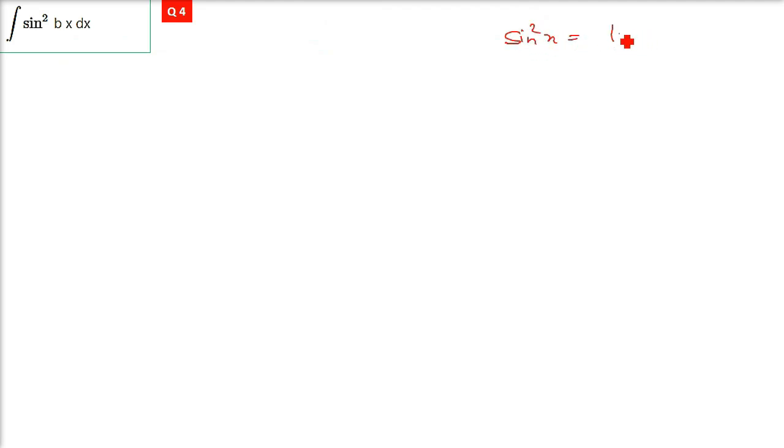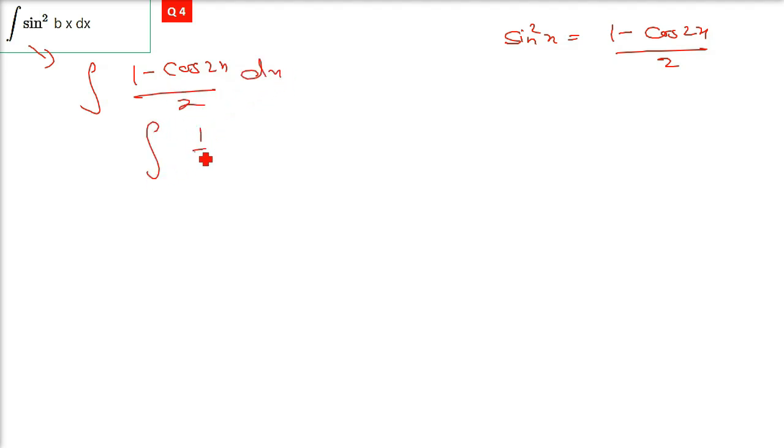Sine square x formula you must know. It's 1 minus cos 2x by 2. So sine square x is 1 minus cos 2x by 2. So let me write it, 1 minus cos 2x by 2 dx. And this is going to be half dx minus cos 2x by 2 integration. And this is dx. Half will come outside. Integration of dx is simply x.